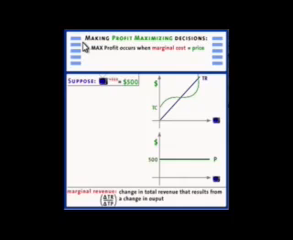Where in this picture do I see the marginal cost of production? The answer is, it is the slope of the total cost curve. Remember, marginal cost is defined as the change in total cost that results from a change in output. It's the rise over the run, the slope of the total cost curve.